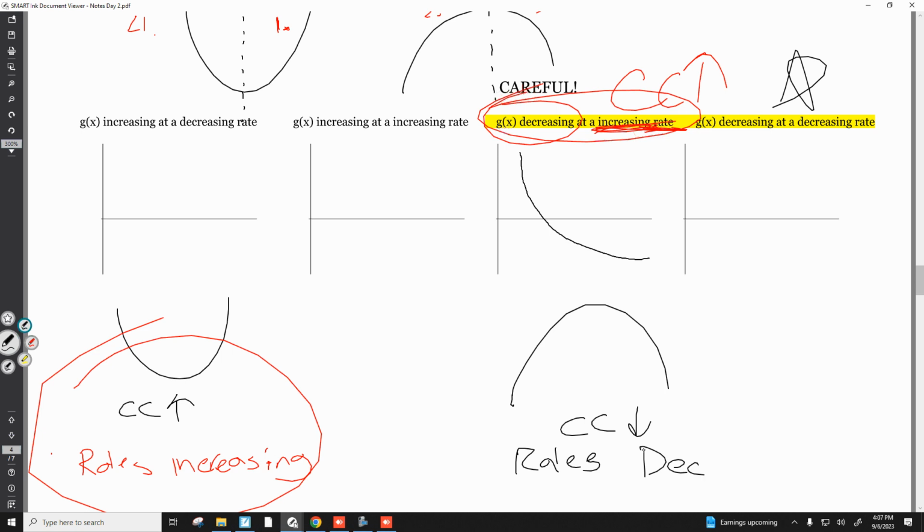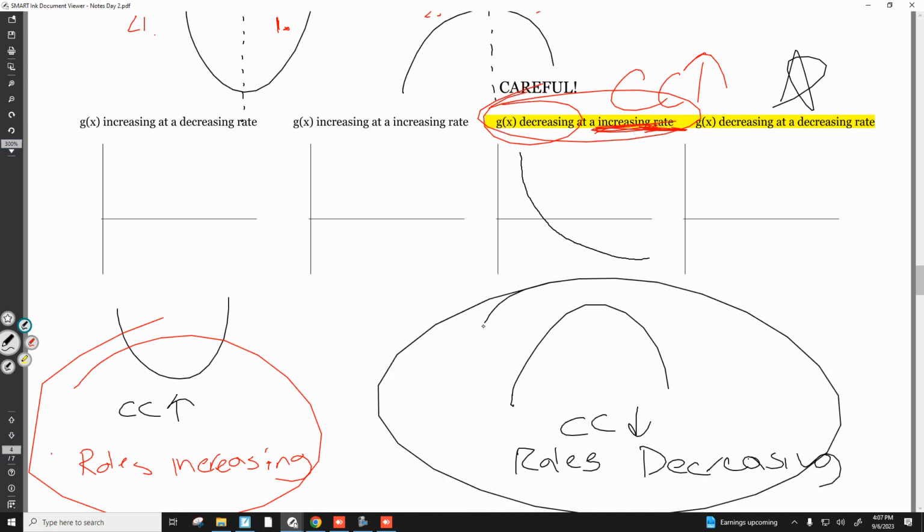Write this down again. If you see your rates are decreasing, you immediately say, oh, I'm concave down. Because you've got 5, 4, 3, 2, 1, 0, -1, -2, -3, -4, -5. That creates a curving down graph. Decreasing at a decreasing rate looks like that.